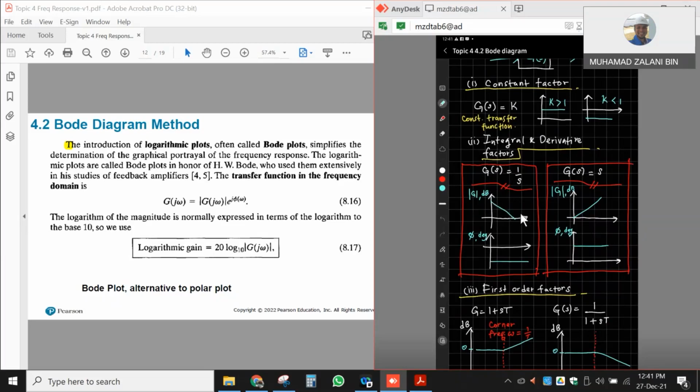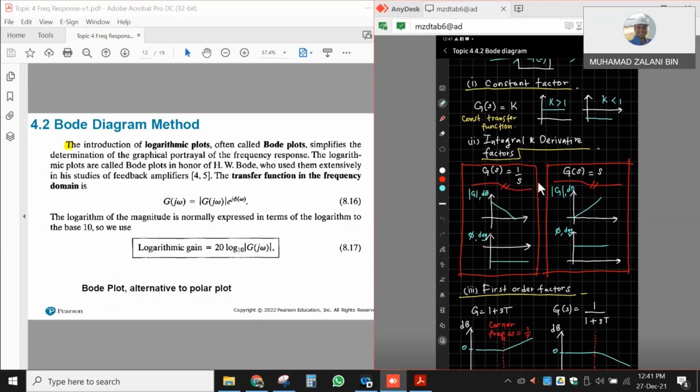Okay, it will be like this for the magnitude plot, and the phase angle plot will be like this. You see that it's a negative angle for the integral factor, and this is the negative slope of the magnitude. That is for the integral factor.